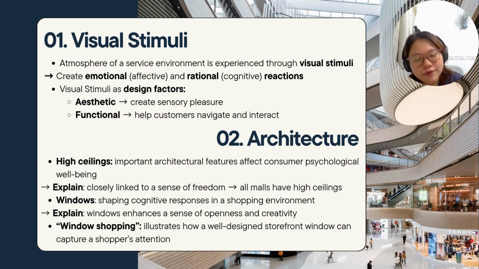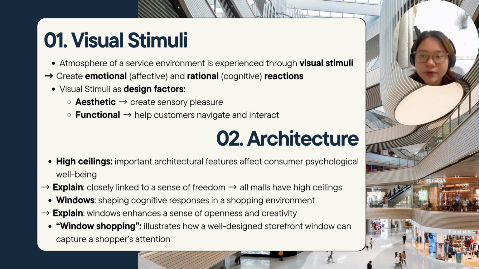The atmosphere of the service environment is mostly experienced through visual stimuli, as I have talked about. All kinds of visual elements that we see turn into visual stimuli. So the architecture, the layout, decorations, natural lighting, materials, and the store exterior are visual stimuli that create emotional and functional reactions for the customer. And according to the stimulus, organism, and response, the SOR model, the sensory stimuli affect the customer's emotional state, which then will lead to approach or avoidance behavior.